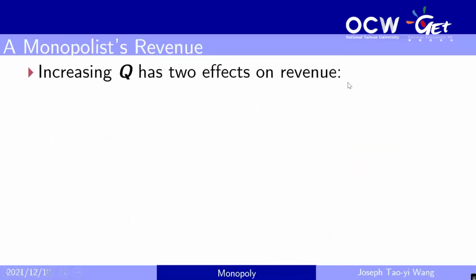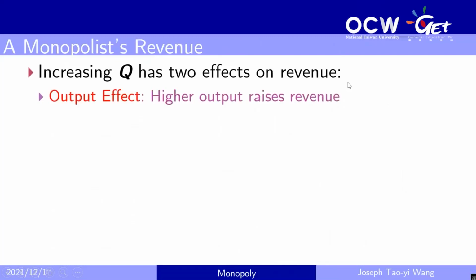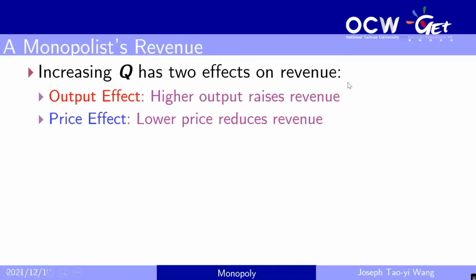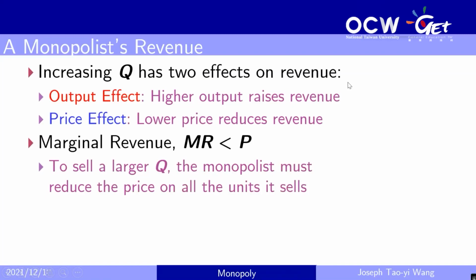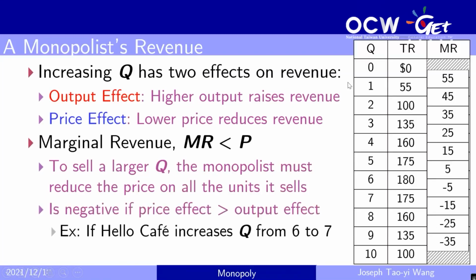All right, so the reason you have this distinction is because when increasing quantity, there are two effects on revenue. There's an output effect because you're raising revenue by selling more output. But there's also a price effect because you have to lower price in order to sell more quantity. And so you have this trade-off, and so the marginal revenue is smaller than price. And so it could even be negative, as I said. In our example, when HelloCalf is increasing quantity from 6 to 7, total revenue actually drops from 180 to 175. So it could even go negative.